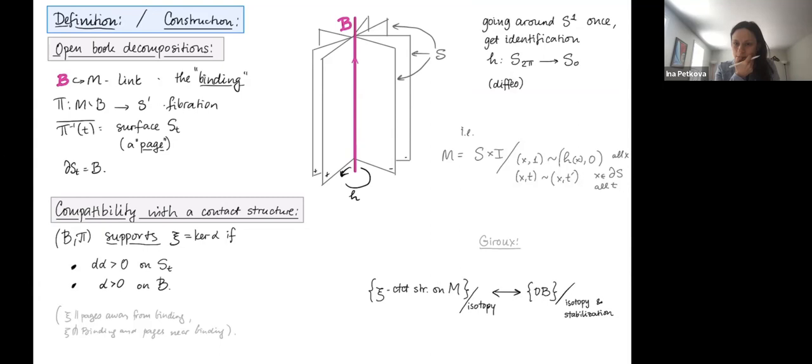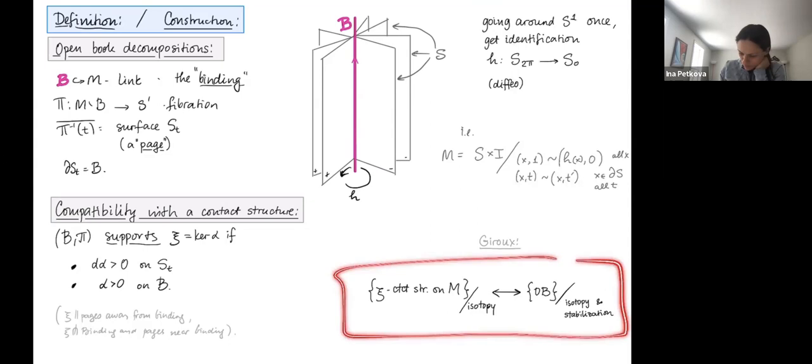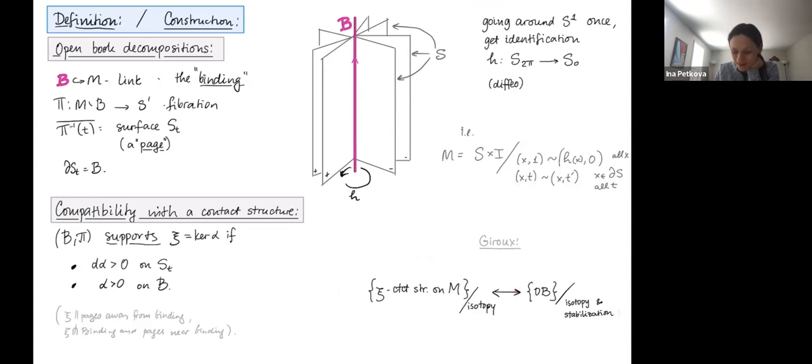Okay. So great. And we have this, should I call it alleged Giroux theorem? What's the trend these days to call it? Well, we have this correspondence that contact structures up to isotopy correspond with open books up to isotopy of the open book and up to stabilization. So stabilization is a well-understood operation of just adding genus to your surface in a trivial way. Any questions? The next thing we're gonna do is start building a Heegaard diagram.